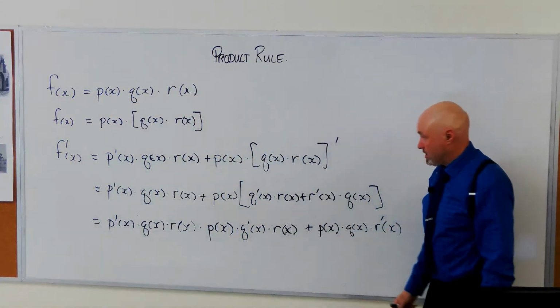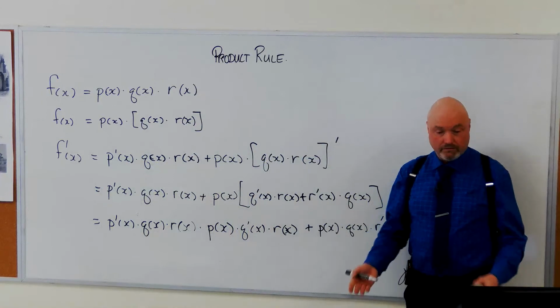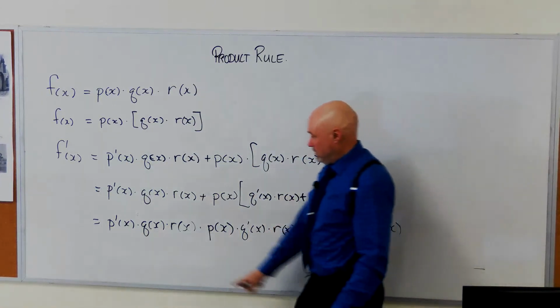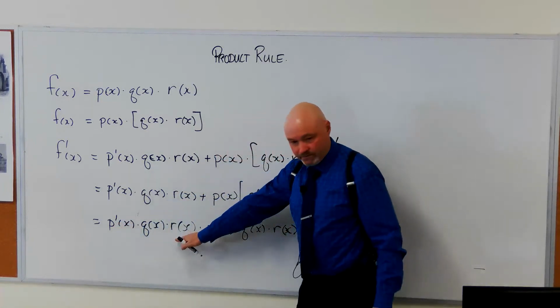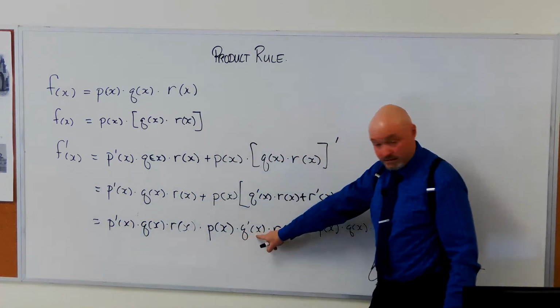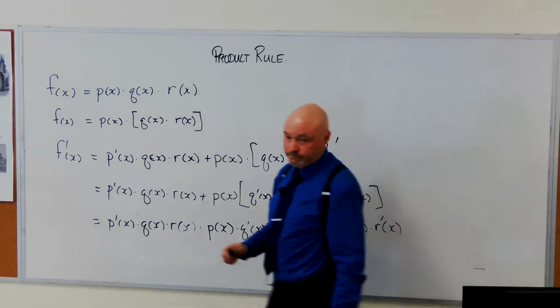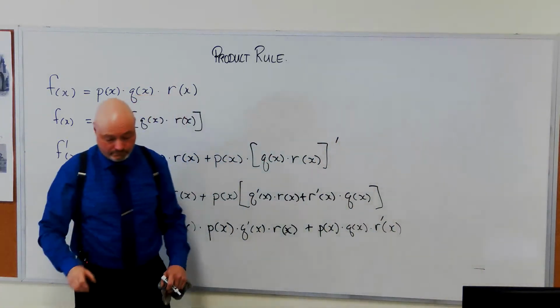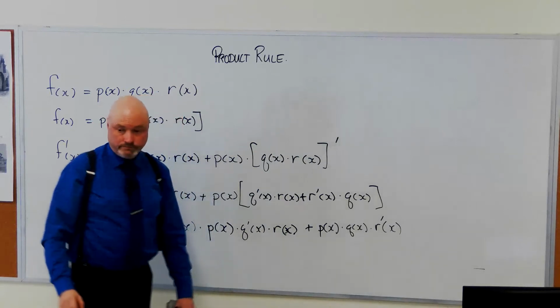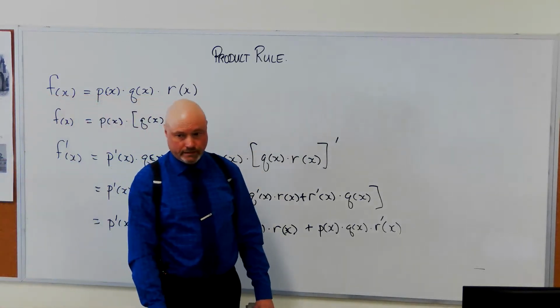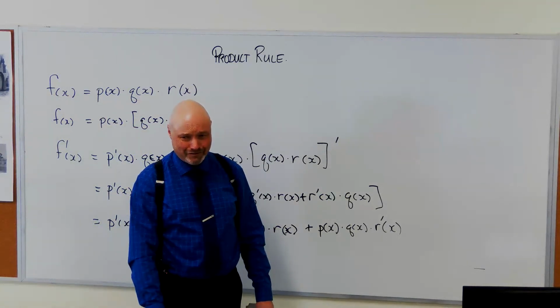So that is the derivative of the product of three functions. Look at the pattern. This is the derivative times those two. This times the derivative of the middle one, and then those two times the derivative of that one. That's it. Okay. Product rule. Pretty easy, sort of, except for that first principles derivative.